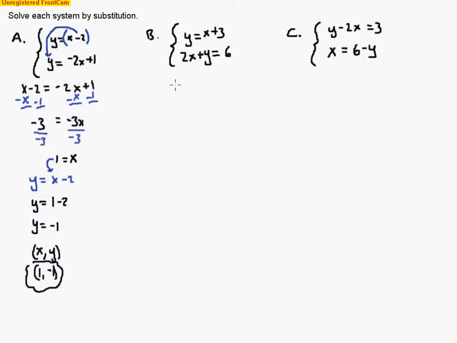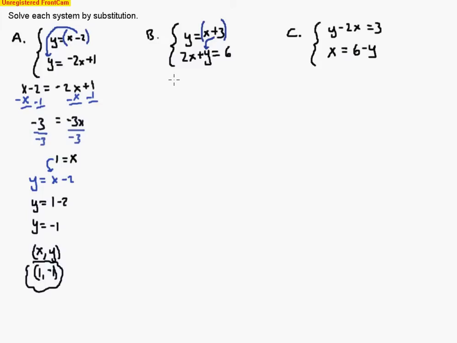Let's take a look at the next one here. Here, a little bit different situation. We have one with y equals x plus 3, but the other equation doesn't have y by itself. But that's okay. All you need is one of the variables solved for. It doesn't matter whether it's y or x, as long as it's by itself. We can use substitution. We can take the y value, which is x plus 3, and put it in place of y in the equation below.